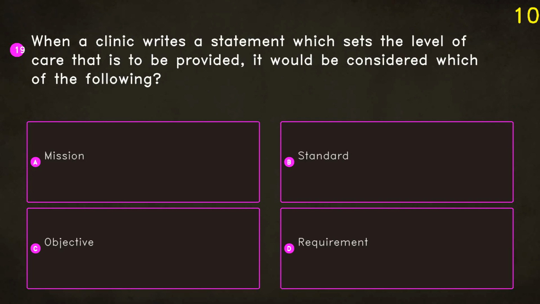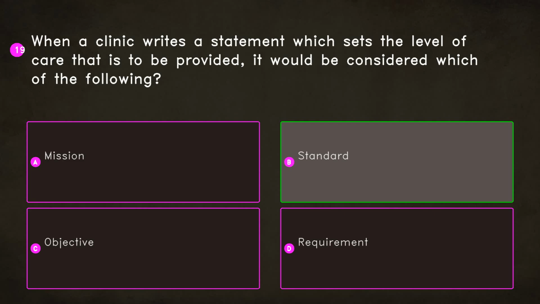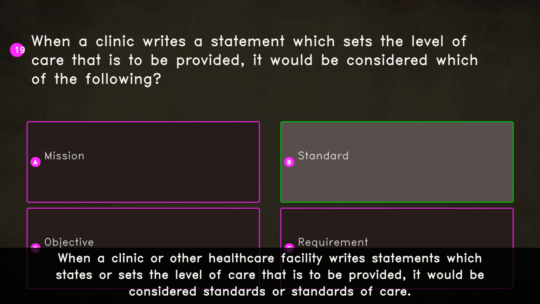Question 19. When a clinic writes a statement which sets the level of care that is to be provided, it would be considered which of the following? A. Mission. B. Standard. C. Objective. D. Requirement. The correct answer is standard. When a clinic or other healthcare facility writes statements which set the level of care that is to be provided, it would be considered standards or standards of care.